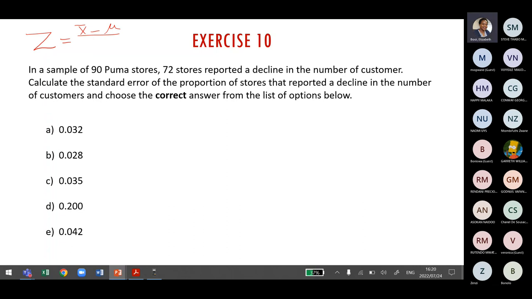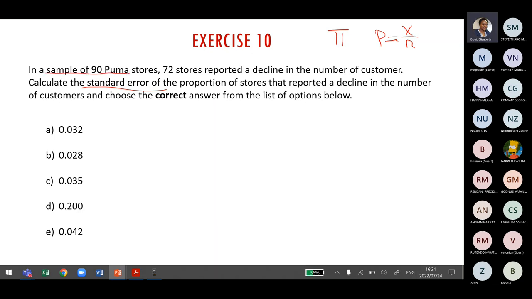You need to also pay attention. In sampling distribution, we have two things: sampling distribution of the mean and sampling distribution of the proportion. And for the proportion, you will be given the population proportion. You will also be given the sample proportion. And if you're not given the sample proportion, then you can calculate your sample proportion by calculating your X observation over N. So in this question, they are asking you to find the standard error of the proportion of stores that reported a decline.